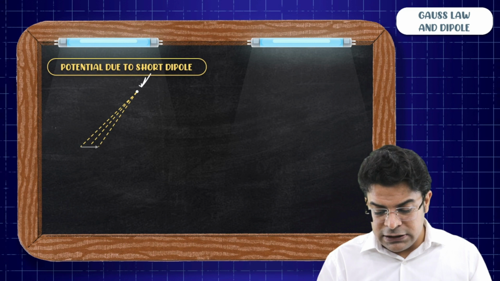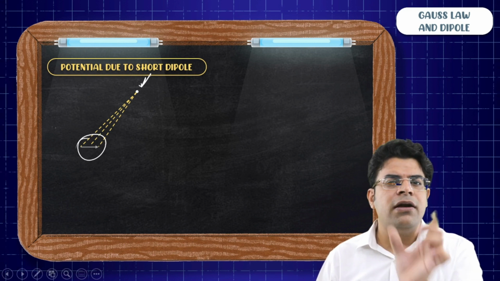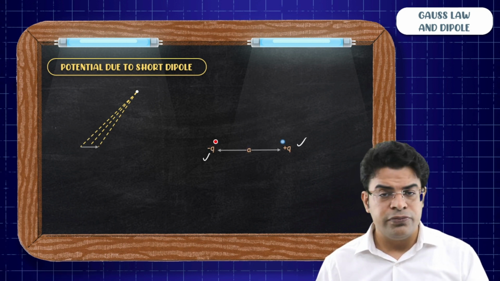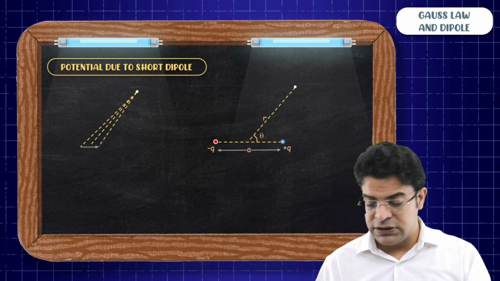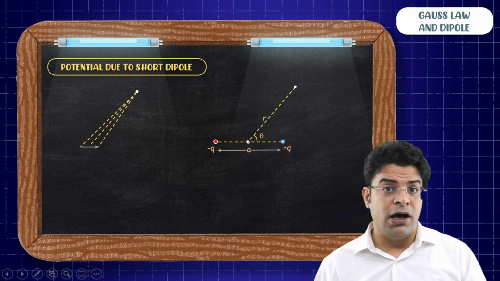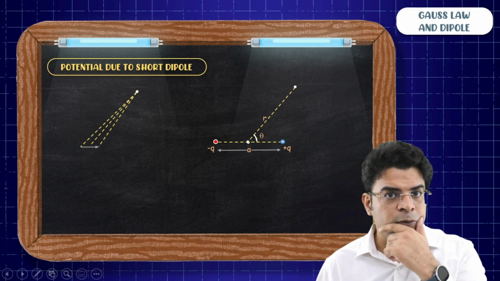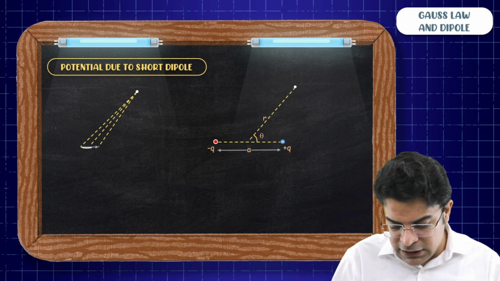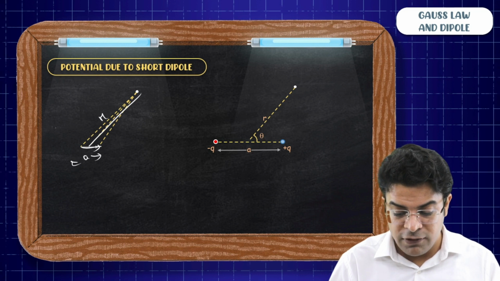To make you understand, rather than thinking of a short dipole, I am drawing a little bigger dipole. So think that you have this charge minus q and plus q, and there is some random point in space whose distance from the center of the dipole is r, and the position vector makes an angle theta with the direction of dipole moment. Now I am drawing it big, but think that the dipole is short, so the value of a compared to the value of r is small.